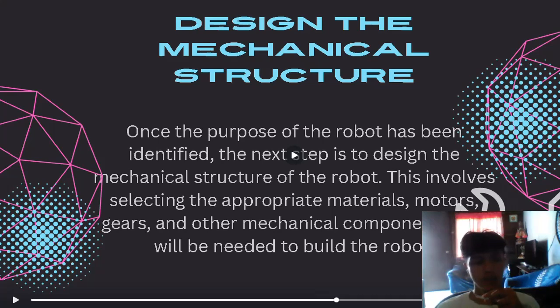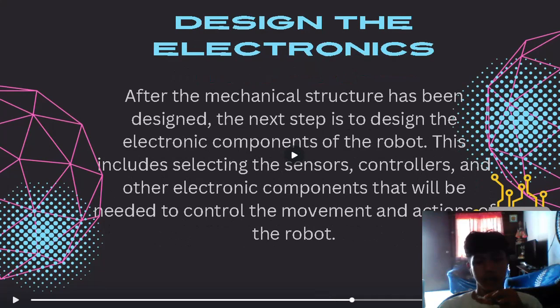a machine or device. It involves creating a durable and strong body for the robot that can withstand the force it will encounter while performing its specific function. And it is an essential step in creating an effective and efficient robot that can perform its intended tasks precisely and reliably. The next one is design the electronics.